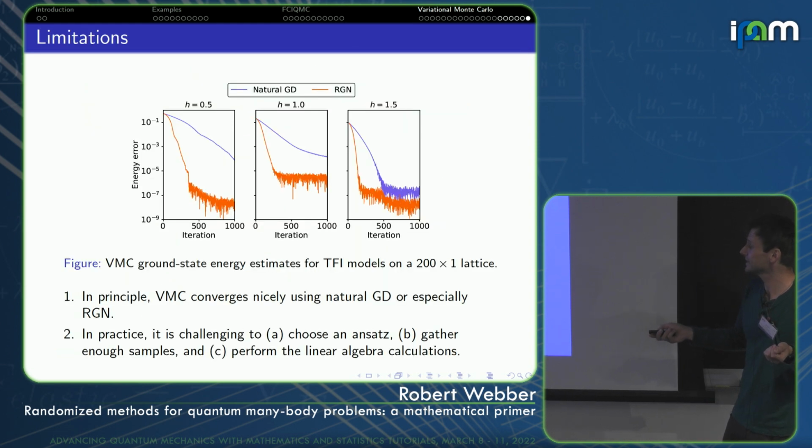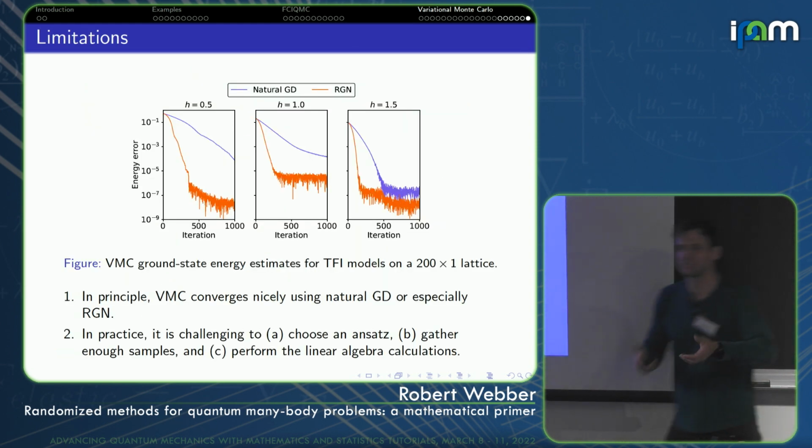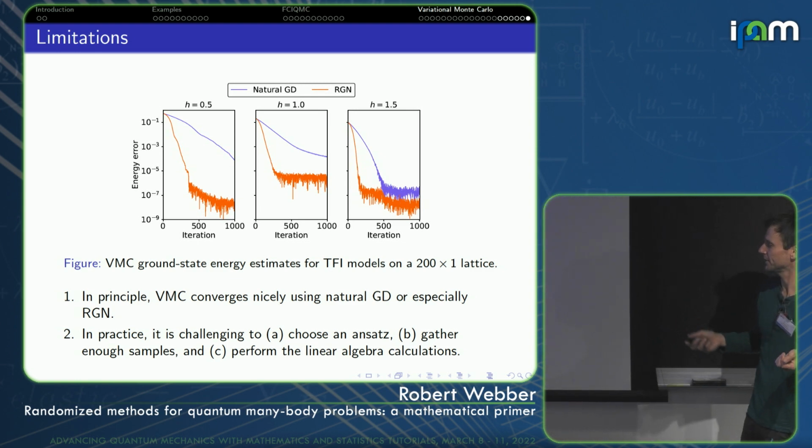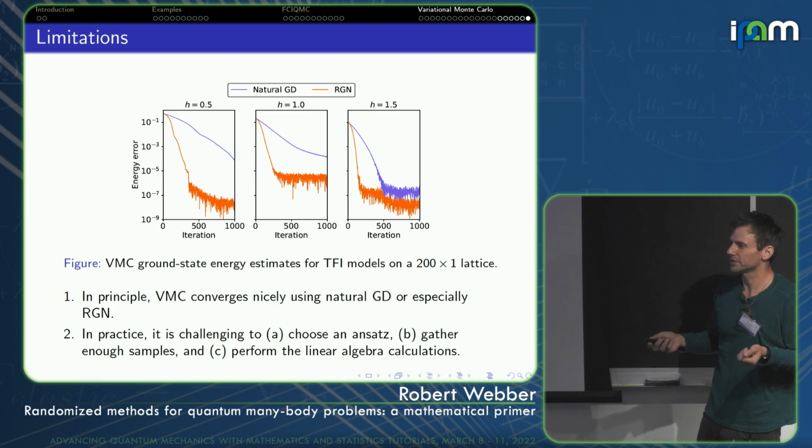And then lastly, when you get to huge, deep neural nets with like 1 million parameters, how do you even perform the linear algebra? This is another really difficult question.